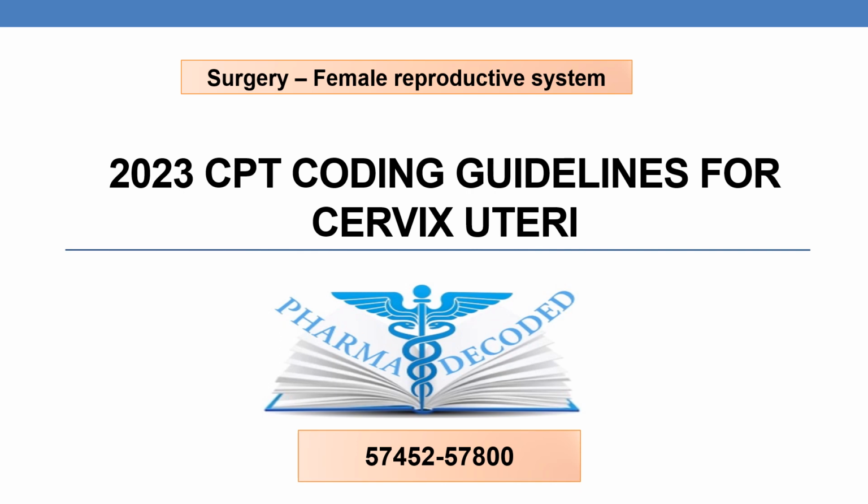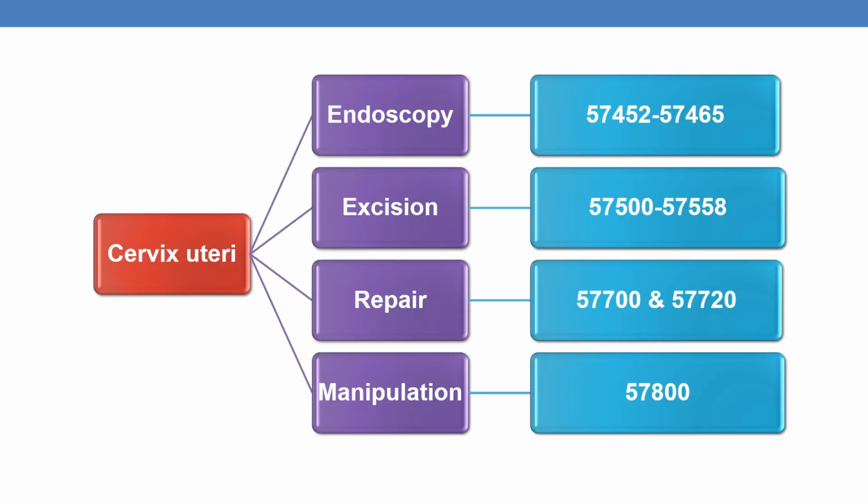Hello everyone, now let us discuss the 2023 CPT coding guidelines for cervix uteri. This comes under surgery, female reproductive system, and the CPTs that we are going to discuss in this session are 57452 to 57800. The cervix uteri has the following subdivisions: endoscopy, excision, repair and manipulation.